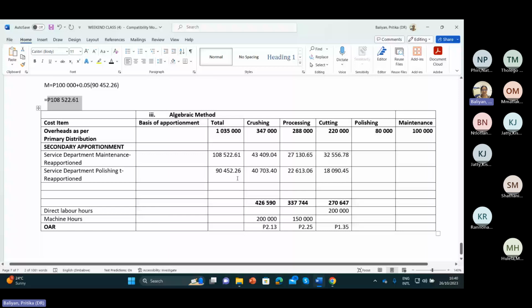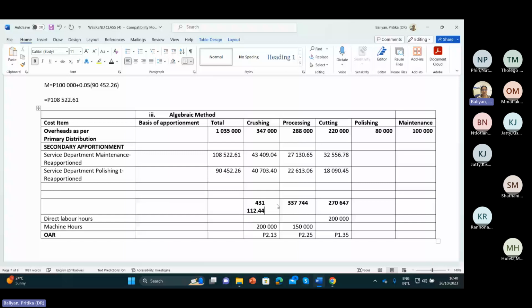So the total of the crushing department is 347,000 plus 43,409.04 plus 40,703.40. So the total for this department is 431,112.44, or if we leave the decimal, it will give this one.